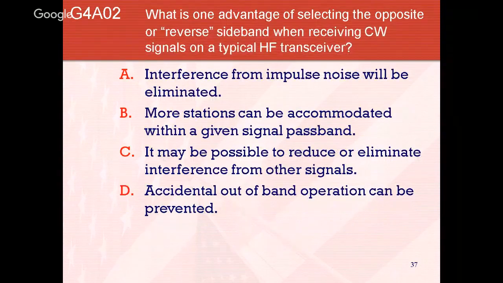What is one advantage of selecting the opposite or reverse sideband when receiving CW signals on a typical HF transceiver? There is an advantage of selecting the opposite or reverse sideband when receiving CW. It may be that you have some interference that's interfering with you. So it may be possible to reduce or eliminate interference from other signals. That is the advantage of selecting the opposite or reverse sideband instead of being on CW.